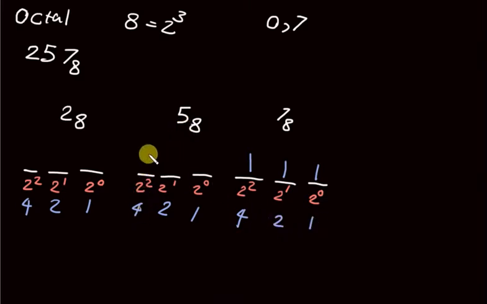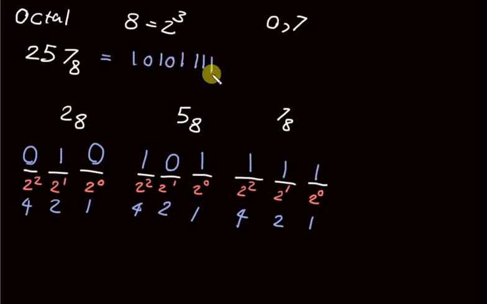Then for 5, I can add 1 here, and I can't add 2 because it will become 6, so I will put 0, and then I have to add another 1. That will give me a 5. For number 2, I have to add 0 here, 1, and another 0 here. So 257 base 8 is equal to 1, 0, 1, 0, 1, 1, 1, 1. This number is the binary equal to 257 in octal.